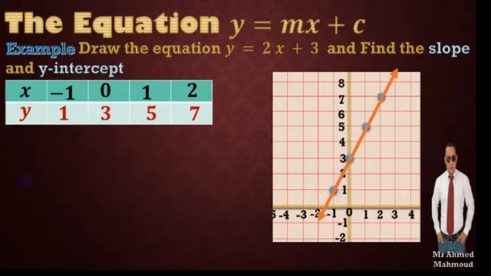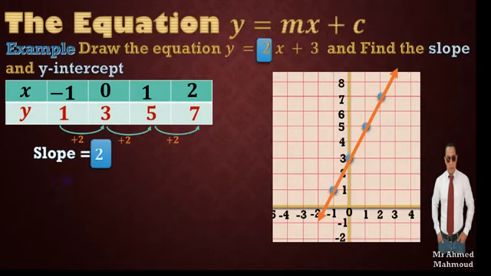Another way is from the table. Here x increases by 1. Negative 1 to 0 equals 1, 0 to 1 equals 1, 1 to 2 equals 1. Then x increased by 1. Y increased here by what? From 1 to 3 we add 2. From 3 to 5 we add 2. From 5 to 7 we add 2. So the slope is positive 2, the increase of y, but on condition that x increases by 1. So the slope by another way equals 2.